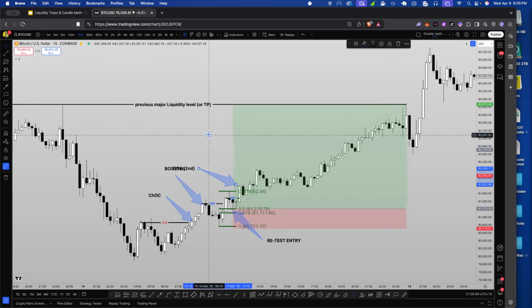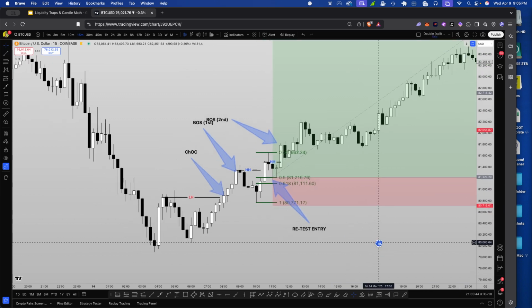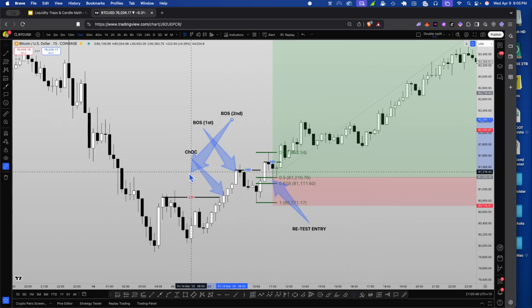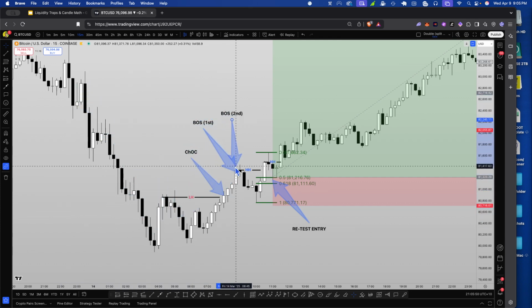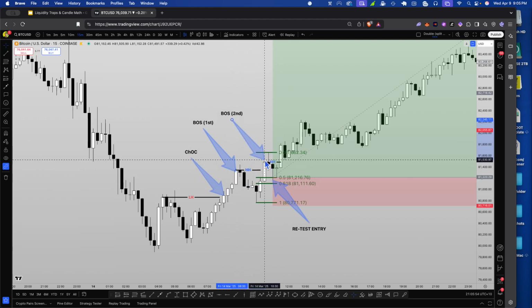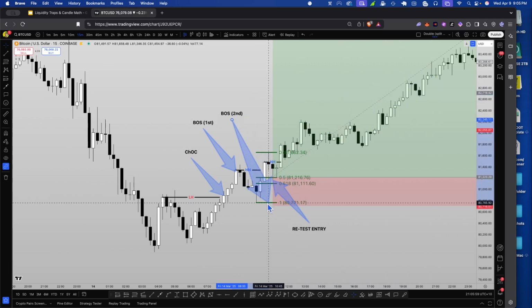And obviously we have a change of character versus a breaker structure. You can see change of character is literally when we go from a bearish into a bullish, and with breaker structure, we are breaking the structure and we keep going. So this is a breaker structure, this is a breaker structure, this is a breaker structure. All these are breaker structures, right? Change of character is this, when we go from here to here.